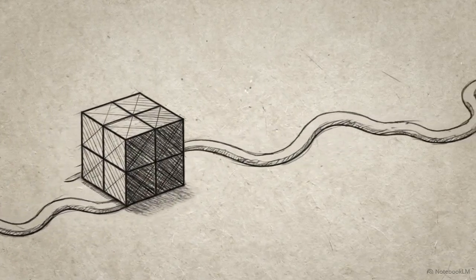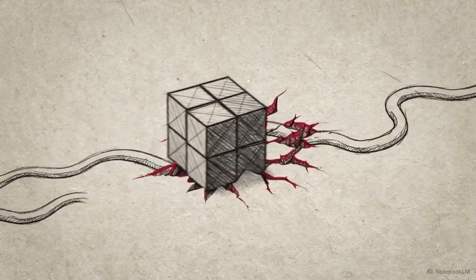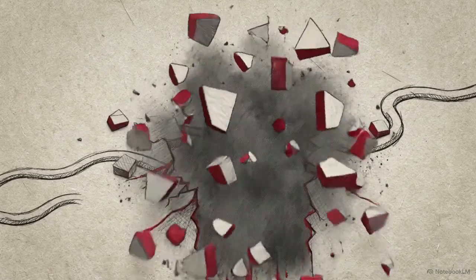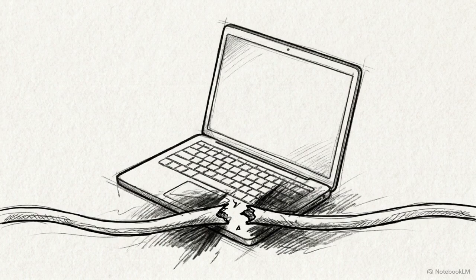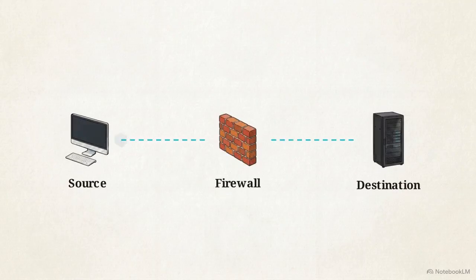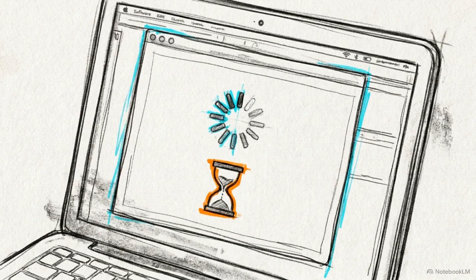IP functions as a best effort delivery system. A sender transmits a packet, and the protocol makes its best attempt to reach the destination, but it provides no inherent guarantees and no default feedback. When a packet is lost in a routing loop or dropped by a firewall, the sending device remains unaware of the failure. The sender simply waits until an application layer timer eventually expires.